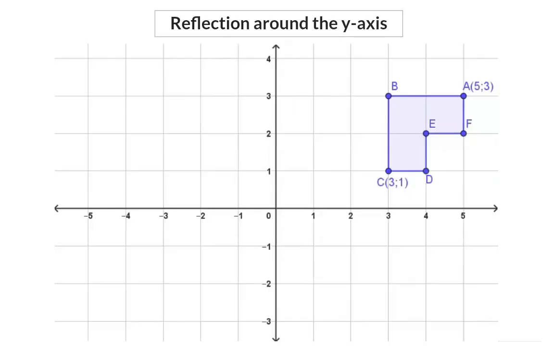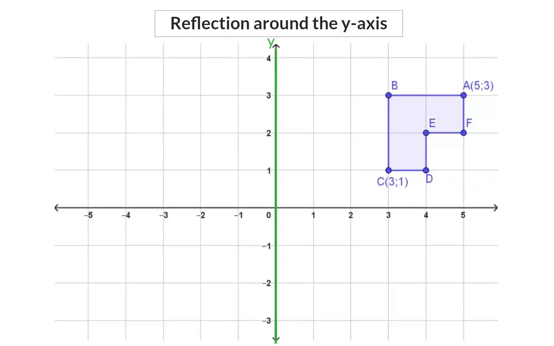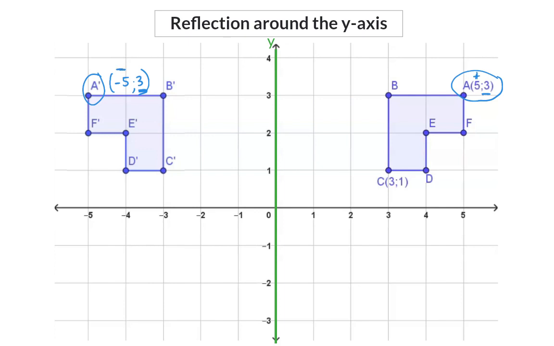Let's start off by focusing on a reflection around the y-axis. So here we have a shape and I'm going to fold it around the y-axis. Its image or reflection will be formed to the left of the y-axis. Now let's focus on one coordinate at a time to see what happens. Point A has the coordinate 5, 3. After the reflection, A prime is at -5, 3. As we reflected around the y-axis, the value of y stayed constant at 3, but the x-coordinate changed from a positive value to a negative value.